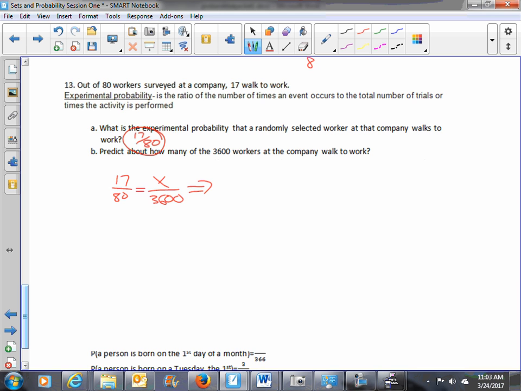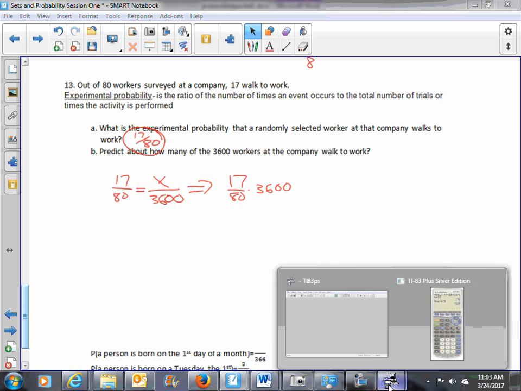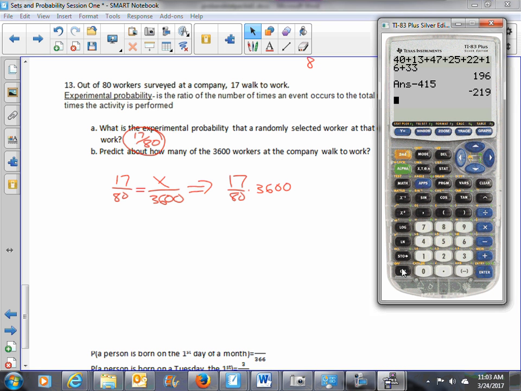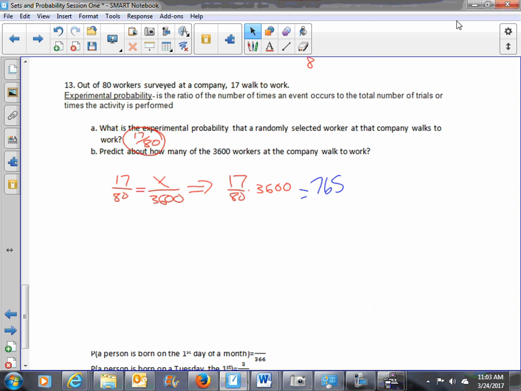Now this equation simply becomes 17 over 80 times 3,600, which is, wait for it, 17 divided by 80, oops, not 8.80, times 3,600. And we get 765. So we're going to predict that 765 of the 3,600 workers actually walk to work.